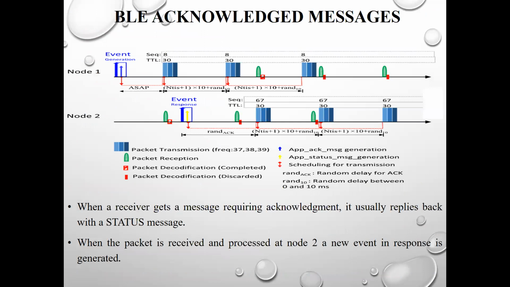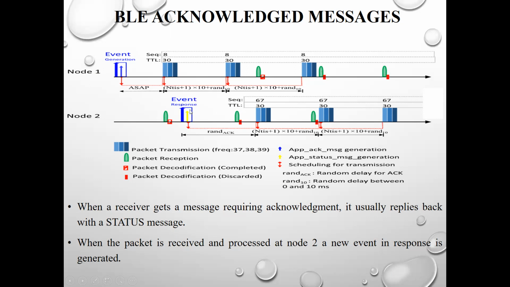Here is the Bluetooth acknowledged message. In the diagram, you can see node 1 and node 2. How is it going to acknowledge the message? In node 1, first it will generate the message, that blue line generates the message. After that, the packet transmission layer will come. Then packet reception: when it comes to node 2, the first event is a response event, checking whether the packet is received or not at node 2.